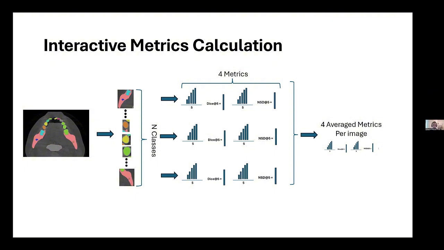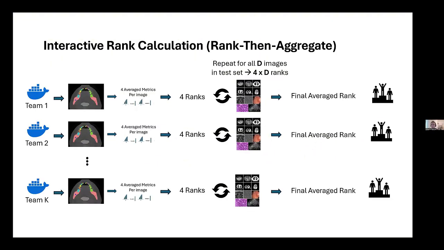Let's say we have n classes, and you compute the 4 metrics for each class individually. Then these metrics are averaged to compute just 4 metrics per image. So you might have n classes, but you collapse them to 4 metrics at the end. And for each team, you go also over each image, but we use the rank and aggregate strategy.